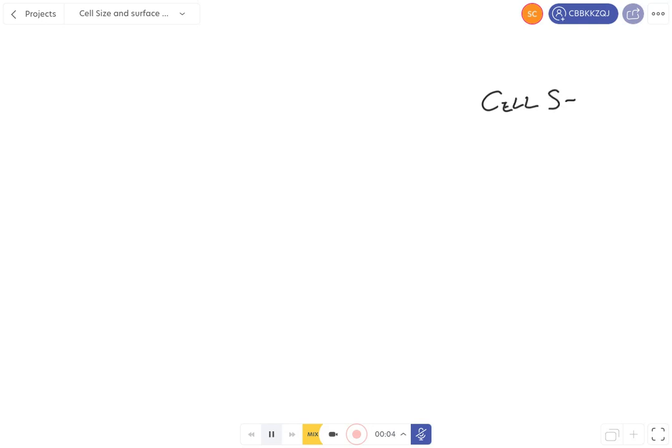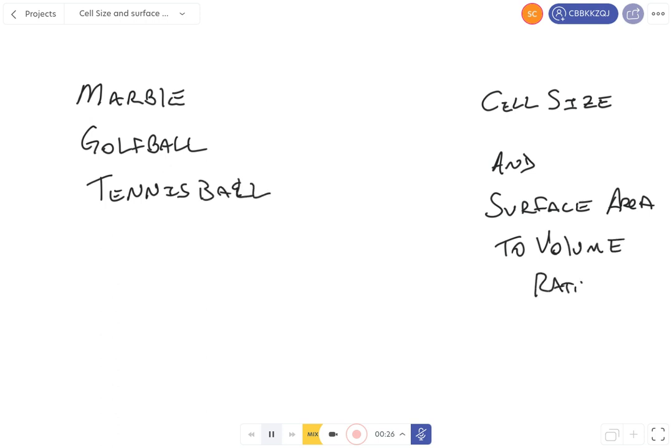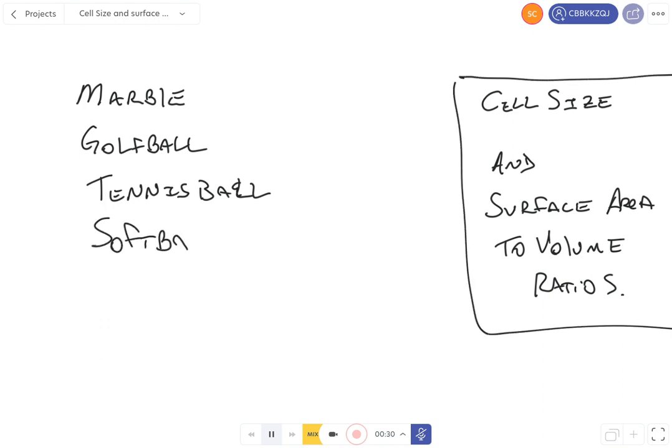So in this video, we are going to discuss surface area to volume ratios and how cell size is related to that. We're going to use various objects like a marble, a golf ball, a tennis ball, a softball, and a basketball. Now these are all different size spheres, and they go from small to large. And this is going to represent what happens to objects as they get bigger in terms of their surface area to volume ratios.